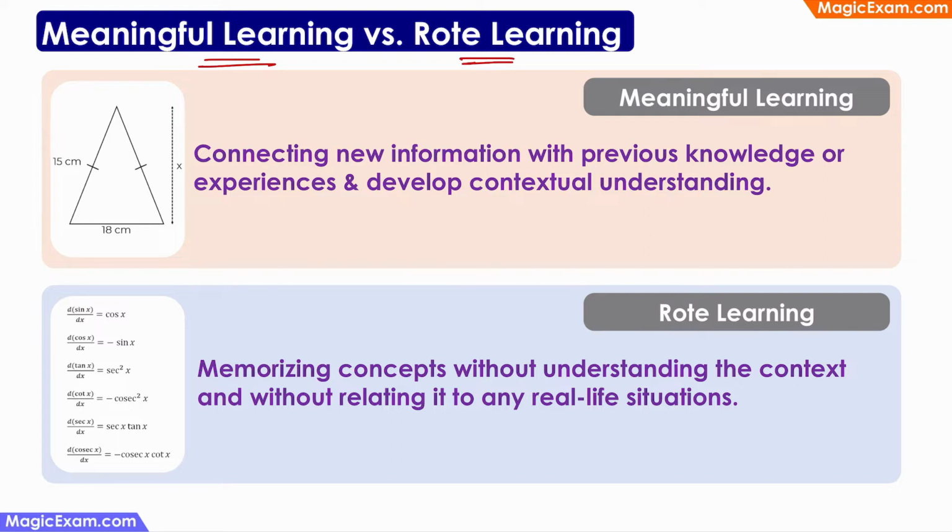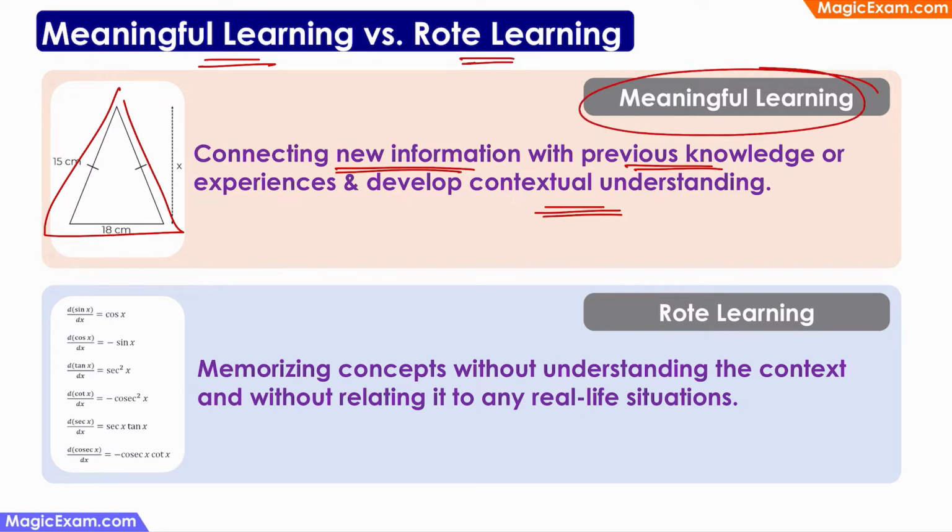Now, they can connect this new information, how to calculate the area of a triangle, with their previous knowledge of triangles, and they are able to understand things in a contextual manner because they already know what is a triangle. And now they are calculating the area of a triangle. So it is contextual understanding. And this is meaningful learning.